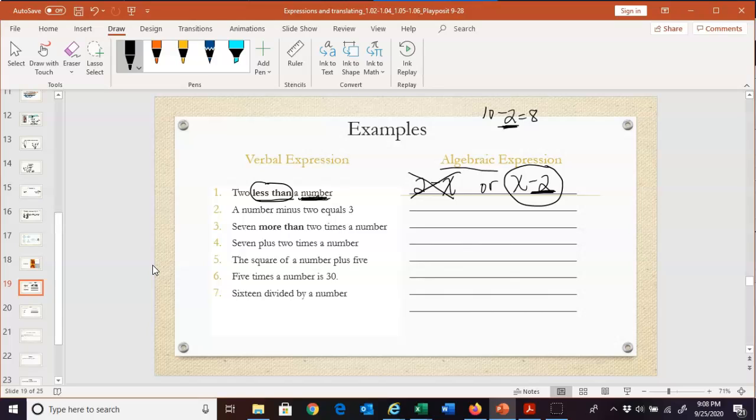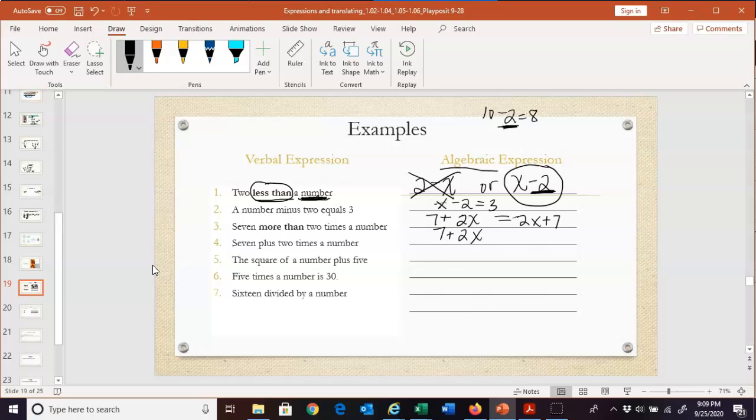So number 2, a number minus 2 equals 3. 7 more than 2 times a number. 7 plus 2 times a number. So see, it's just a different way to write it. Now with addition, it's okay for you guys to change the order, right? More than. It doesn't matter if that goes on the front or the back.